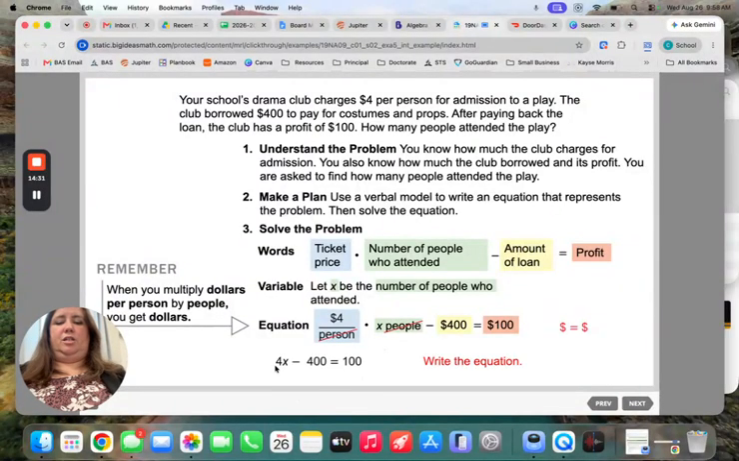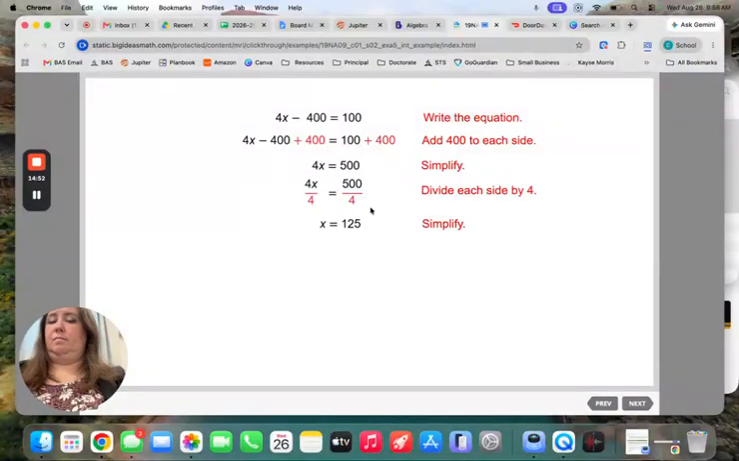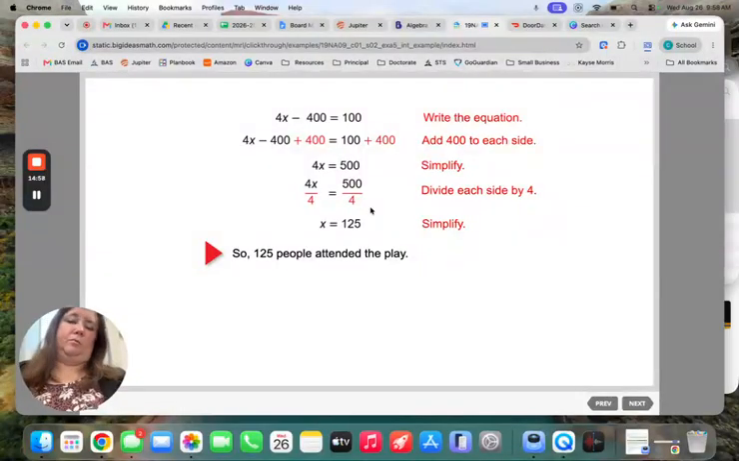So you have this equation. Now we need to solve for X. So how would we solve for X here? Add 400. So then I get 4X equals 500. What do I do to solve for X? Divide by 4. So X equals 125. So that means I sold tickets to 125 people.